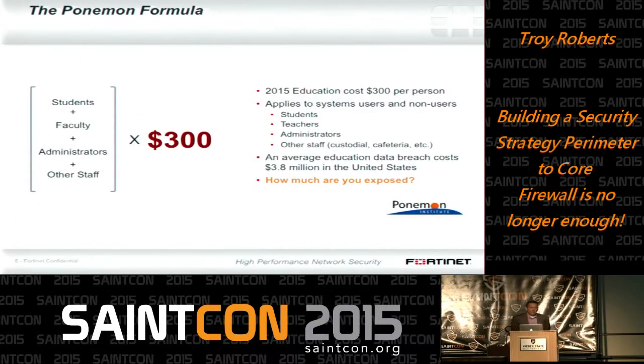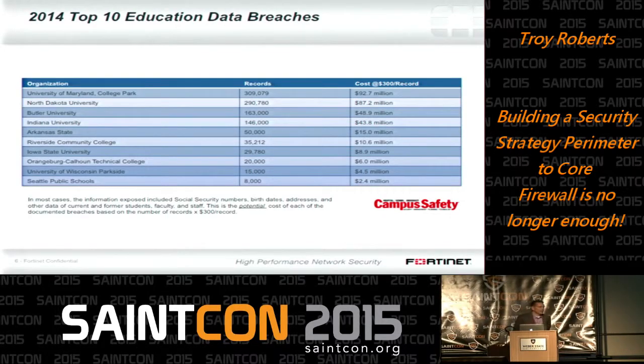These guys use the formula to figure out that in the education vertical, a data breach costs roughly $300 per record that is breached. So if we look at the top 10 data breaches in 2014, you can see there, and I apologize, it's in pretty small font.